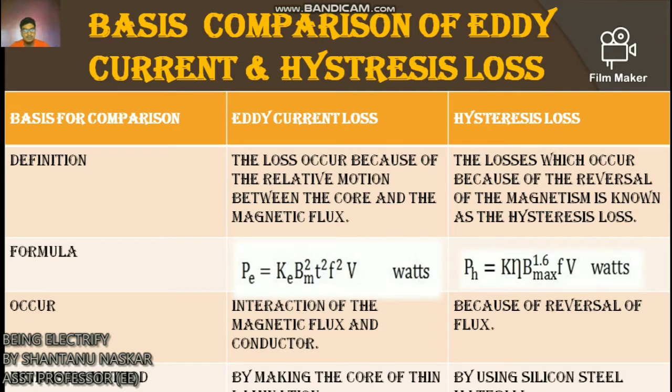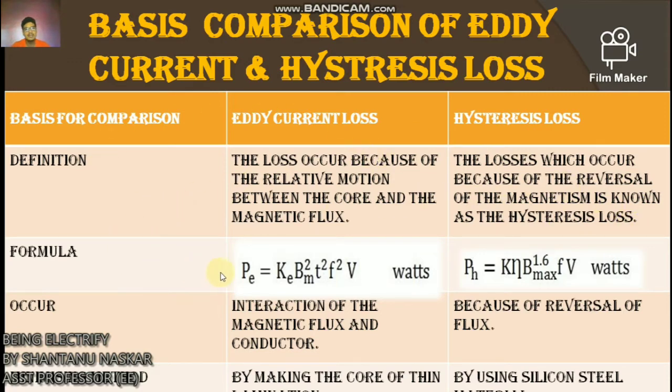The other difference between the hysteresis and eddy current losses is explained here in the comparison chart. First, the basic comparison, for eddy current loss and for hysteresis loss. Definition: eddy current loss is the loss that occurs because of the relative motion between the core and the magnetic flux, and hysteresis loss is the loss that occurs because of the reversal of the magnetism, which I have already discussed.